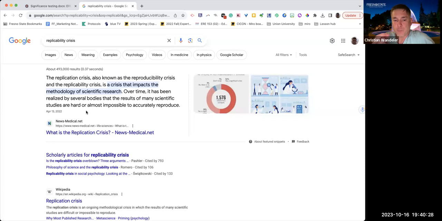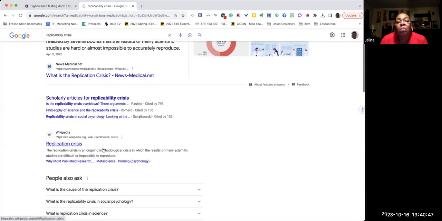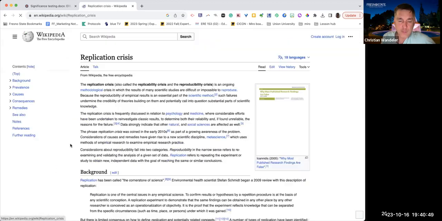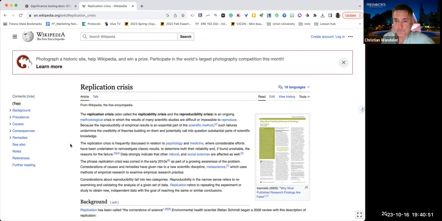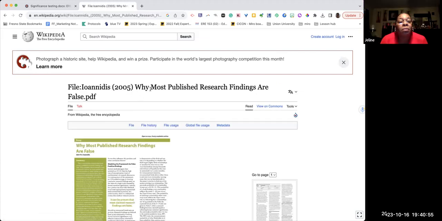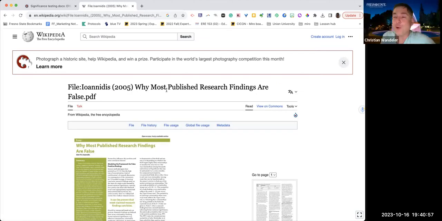So what they're talking about is that we have one-off studies and we make all kinds of conclusions and claims, but when we try to replicate the study, we can't find the same finding again. It's so prevalent that it's why most published research findings are false.